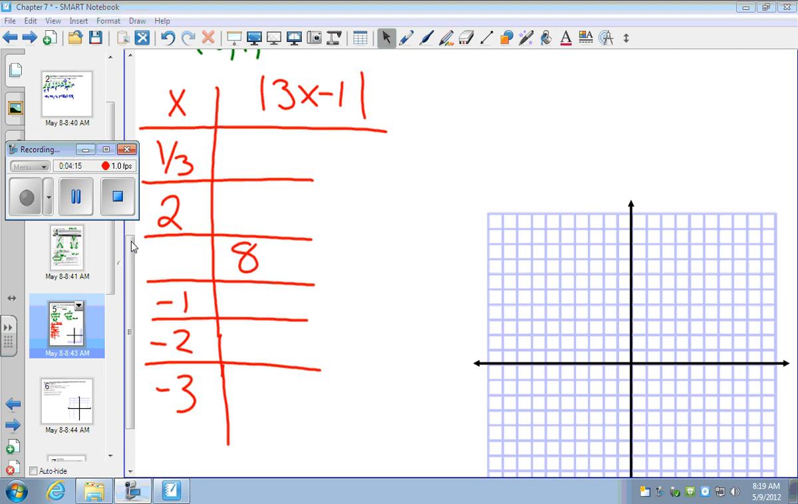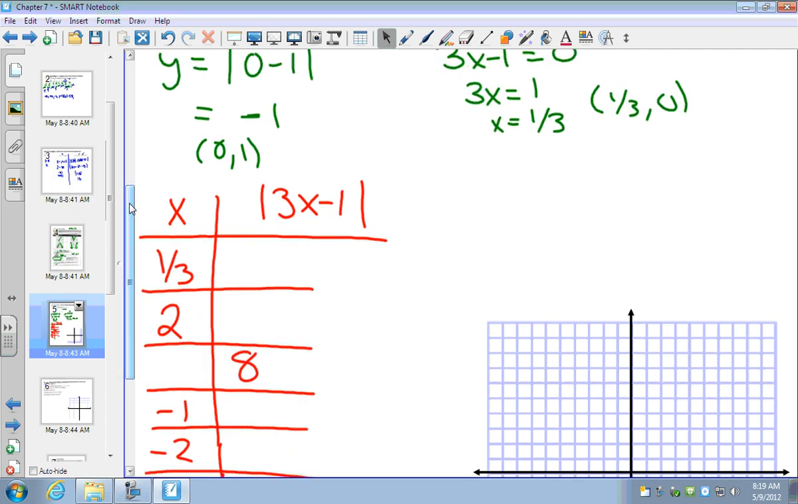Okay. Now what it says is we're going to graph this, so we need to make a table of values. Well, when we put 1/3 in, 3 times 1/3 is 1, 1 minus 1, we get 0. Let's put 2 in. 3 times 2 is 6, minus 1 is 5. The absolute value of 5 is 5. Okay, we're going to skip this 8 for a second.